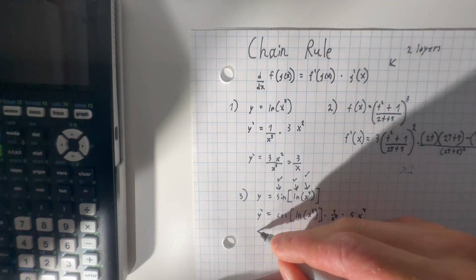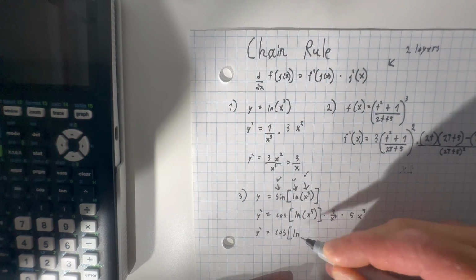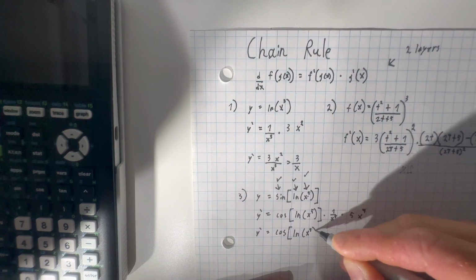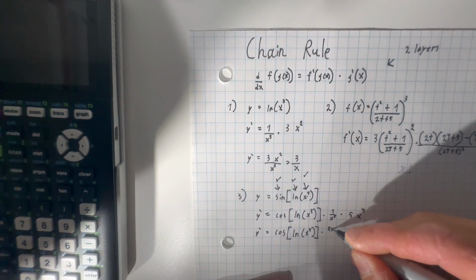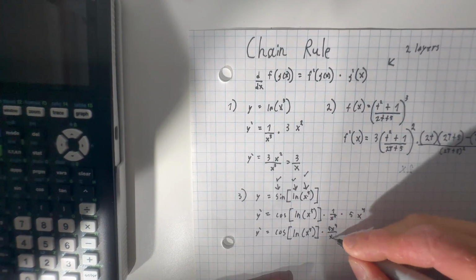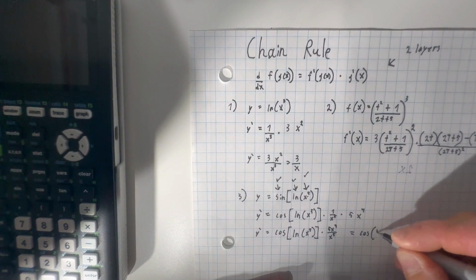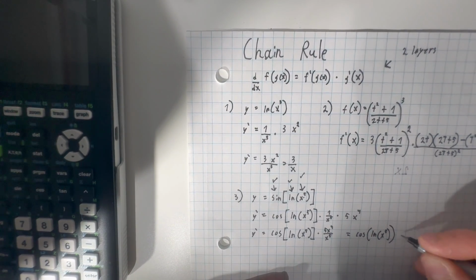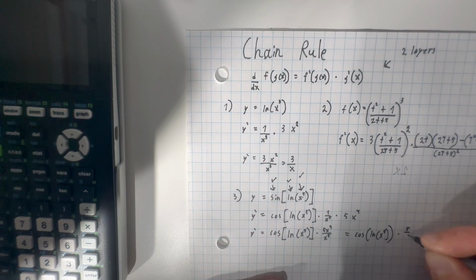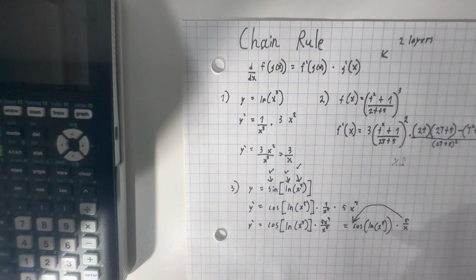Now, again, let's combine all of this as much as it makes sense to do. Times 5x to the 4 over x to the 5, simply just cosine of ln of x to the power of 5 times 5 over x. And you could put this in front, but for our purposes, we can just leave it like this.